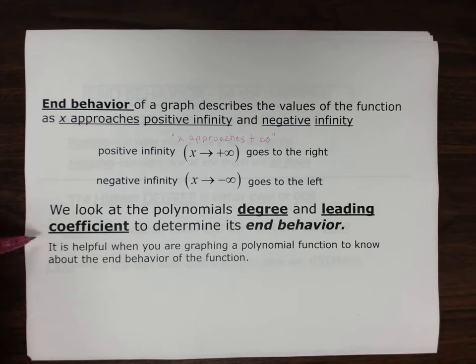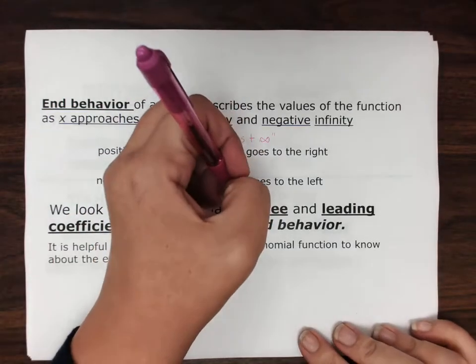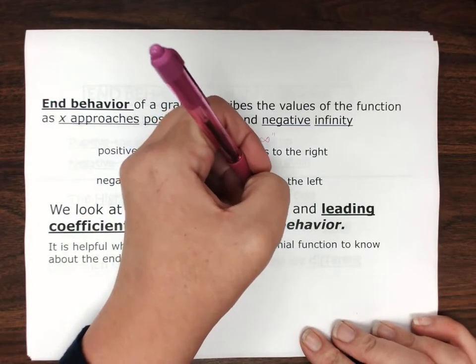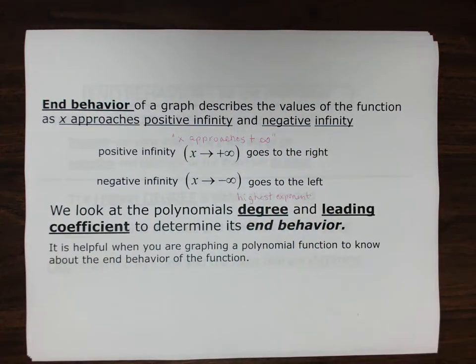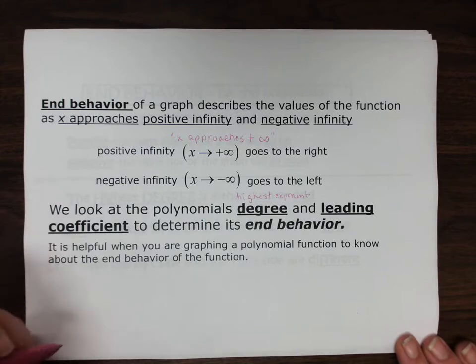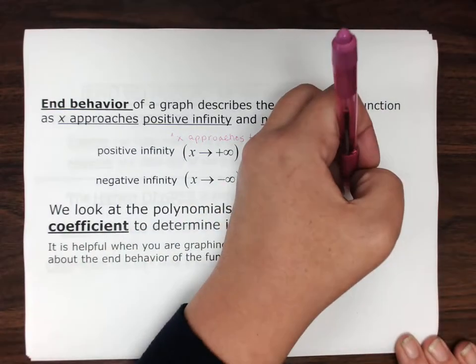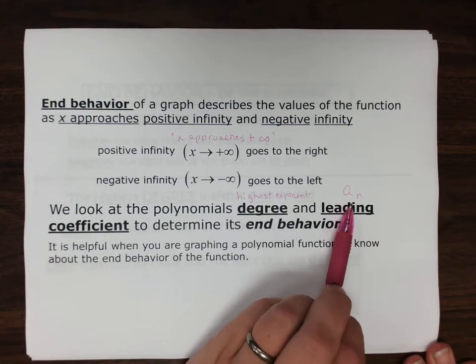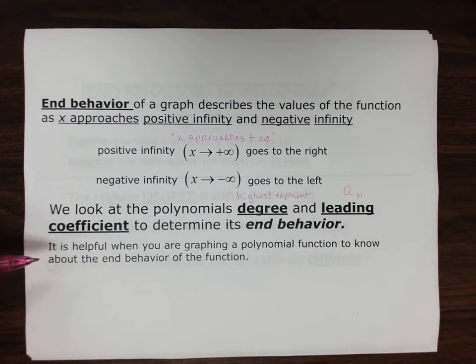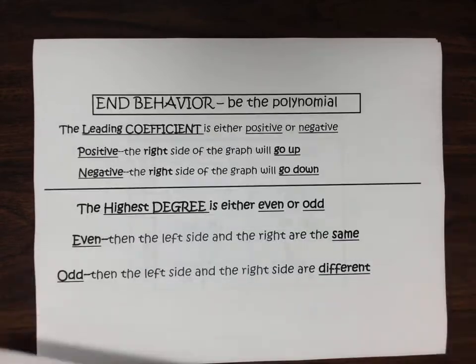And we need to look at polynomials and their degree, which, right, is the highest exponent. And we want to look at their leading coefficient. What is that number that is out in front of that highest exponent, that if we remember from our definition was called a sub n. And that will help us determine its end behavior. It also helps when you're graphing a polynomial function to know about its end behavior. It makes it a little easier to draw a graph.